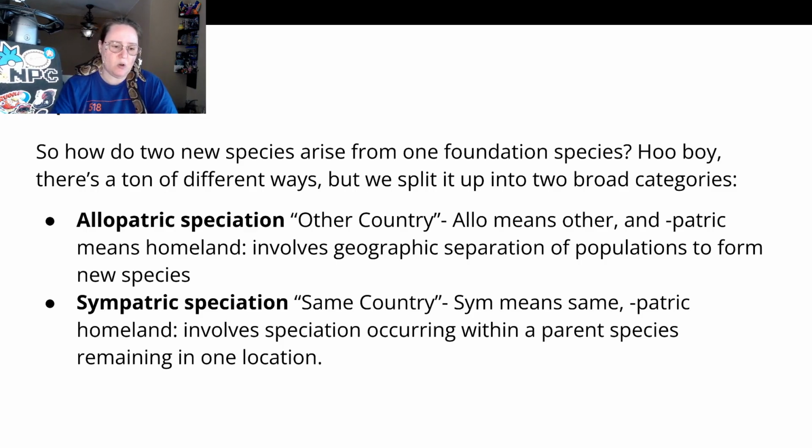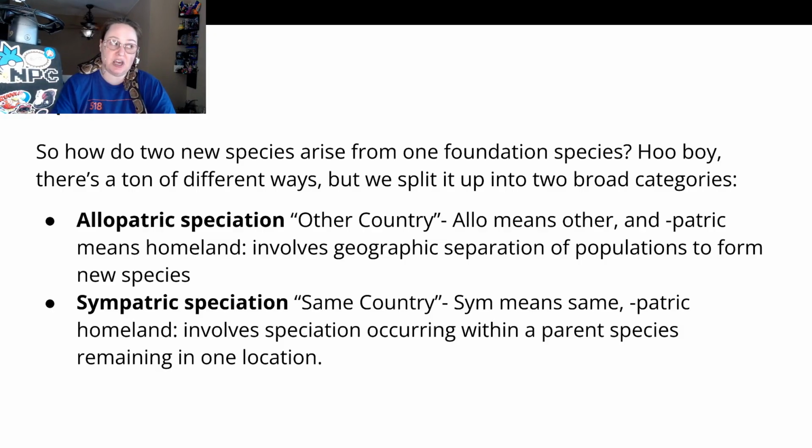But anyway, so again, how do we get two new species to arise from one foundation species? There's a ton of different ways. There's not just one way. But we're going to split it up into two overall categories, which is allopatric speciation, which is called other country. So imagine geologic separation to form the new species. So physical barriers and whatnot, geologic things. So allo means other, patric means homeland, so allopatric means they moved somewhere or a geological event happened and now the population can't have access to each other whatsoever.